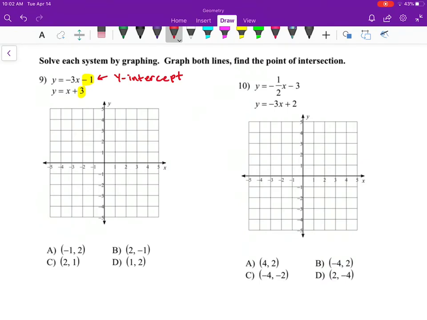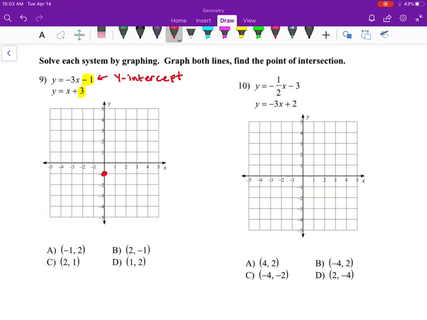So take that first equation there, y equals negative 3x minus 1. Negative 1 right there is my y-intercept. So I'm just going to go to the y-axis, which is that vertical axis right there. I'm going to go to negative 1, because negative 1 is my y-intercept. So on the y-axis, I'm going to go to negative 1 and put a point there.